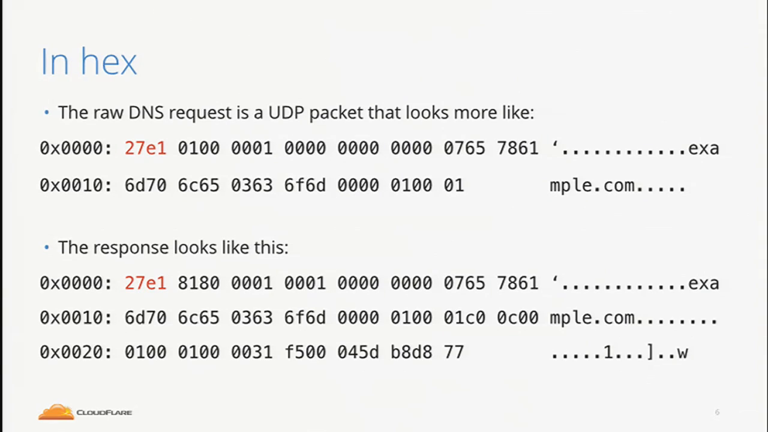This is in hex what a DNS request looks like. This is a UDP packet, so it's very small. You say example.com, you get it back. There's an ID to identify one from the other.